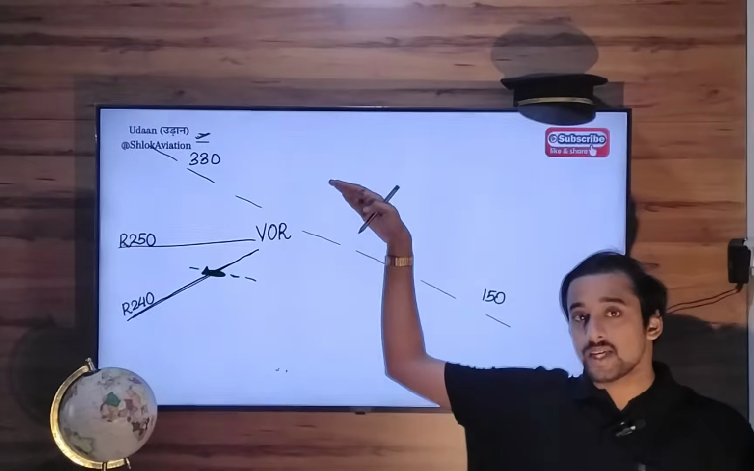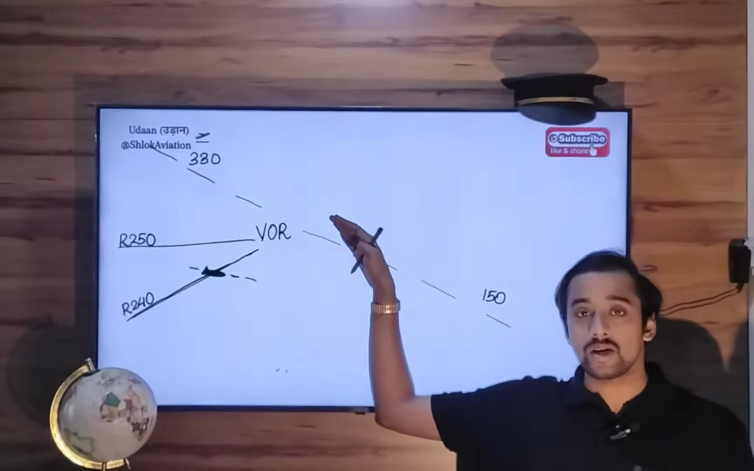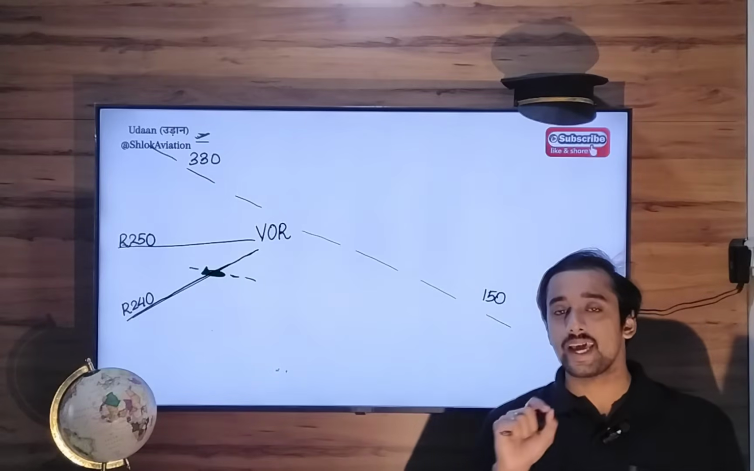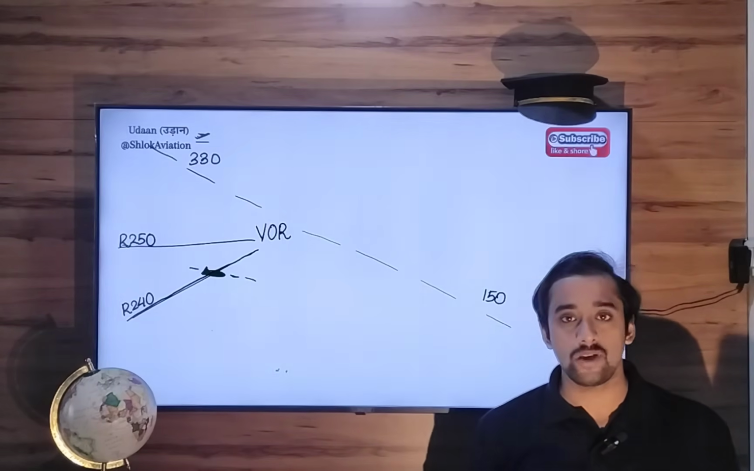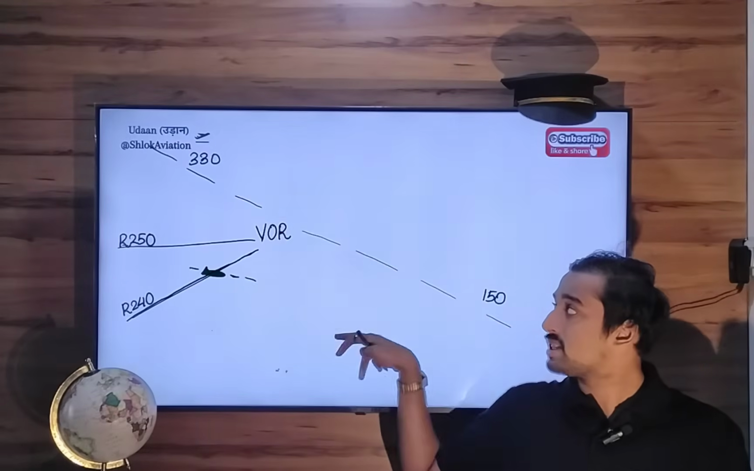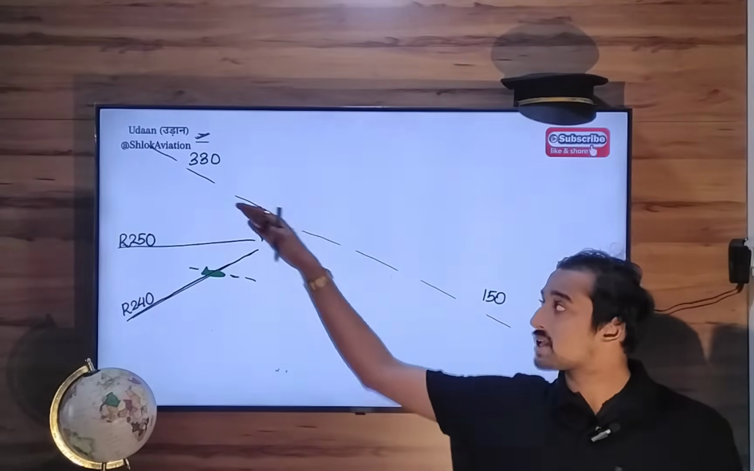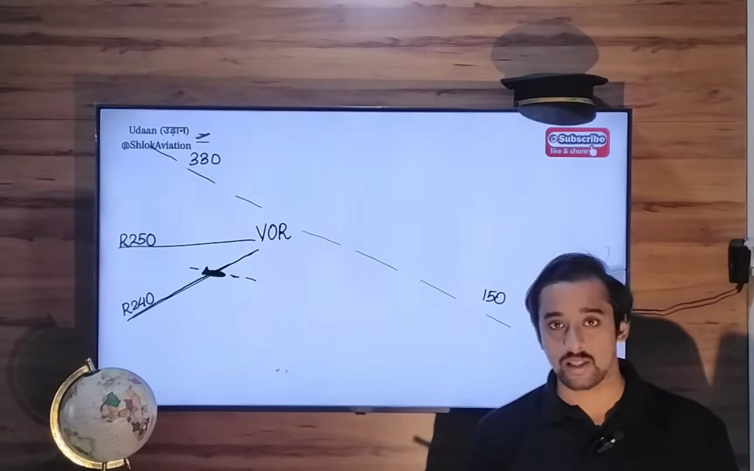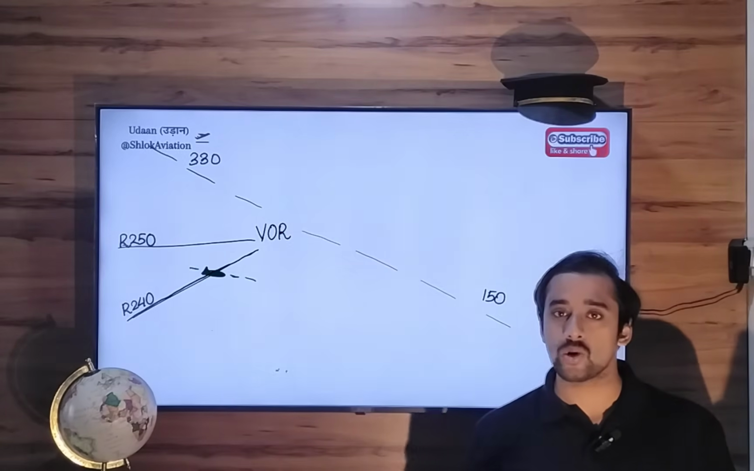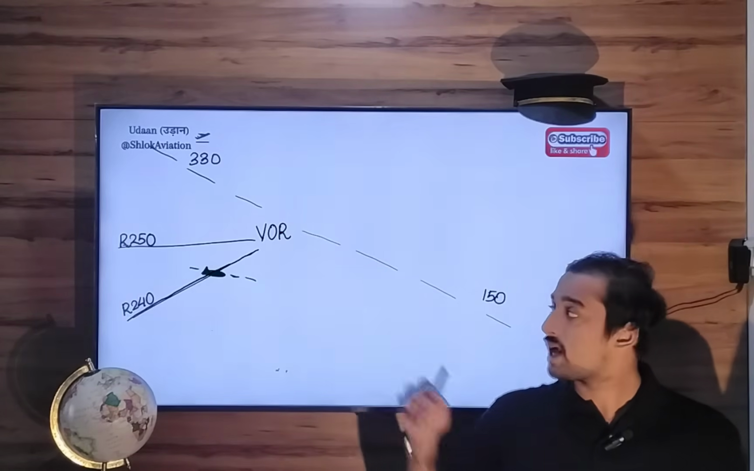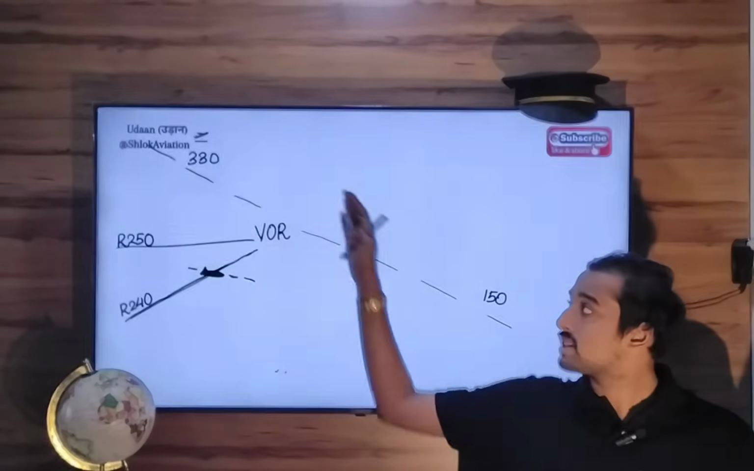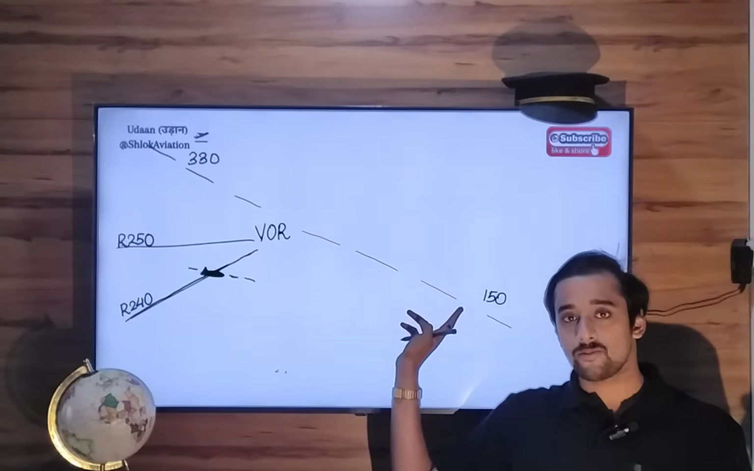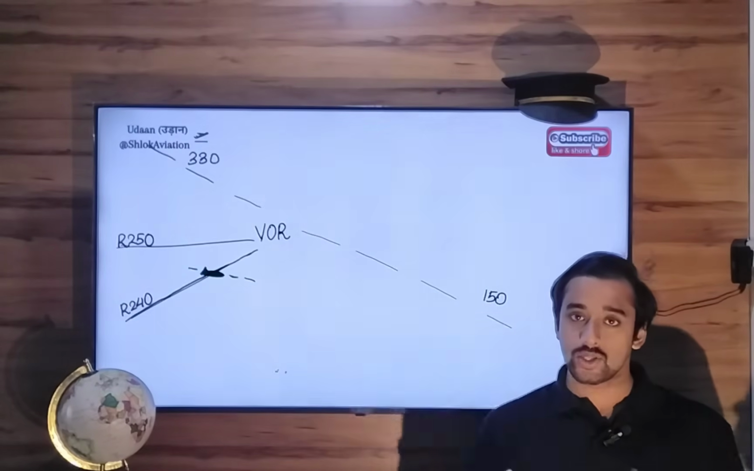If you are on that side of the VOR between these two radials, you are going inbound, towards the VOR. So if you select any radial or course in the HSI or VOR OBS which falls between 150 and 330, starting from 150 clockwise, you will get a FROM indication. If you put any course in the OBS which lies on that side of the VOR, between 330 and 150, starting from 330 and ending at 150, you will get a TO indication. So this is how you come to know.